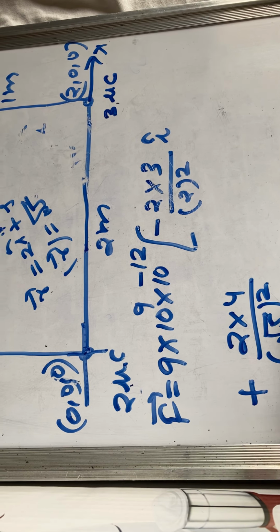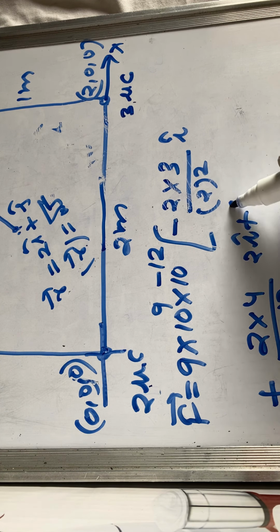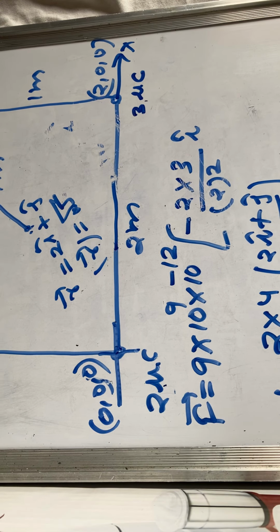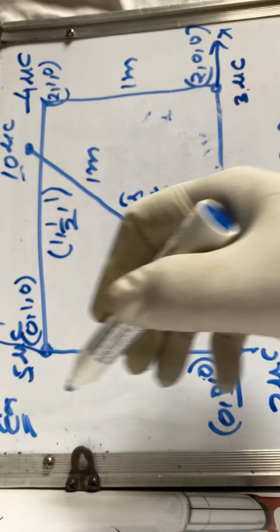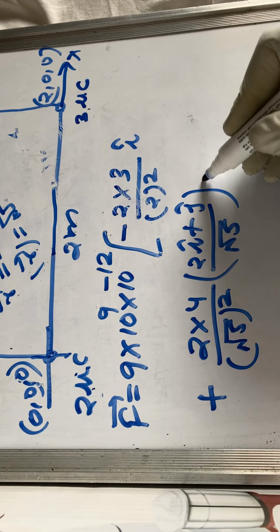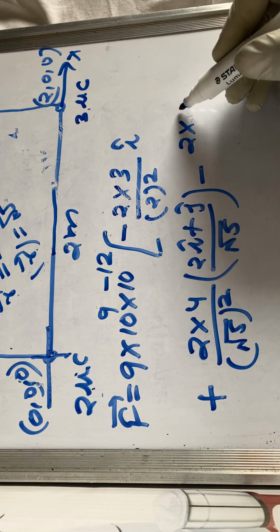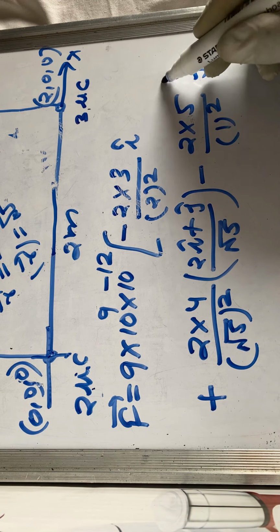And what would be the unit vector? The unit vector would be the vector upon its magnitude, which is 2 I cap plus j cap upon root 5. The same way, we can write the force between the 2 microcoulomb charge and the 5 microcoulomb charge, because both are positive. The force would be repulsive. So that is why we use the negative sign. It's 2 into 5 upon the distance square, 1 square, and the unit vector would be j cap.